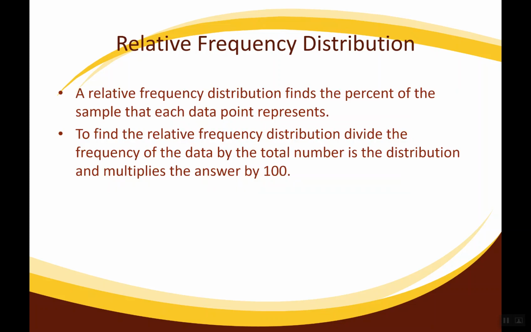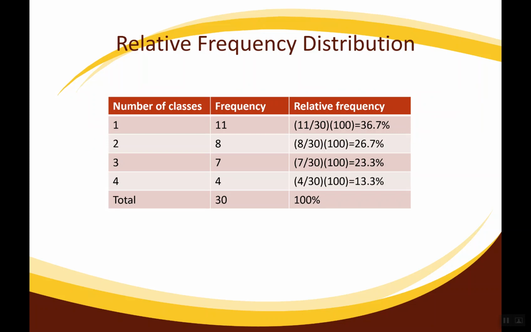A relative frequency distribution finds the percent of the sample that each data point represents. To find the relative frequency distribution, you divide the frequency of the data by the total number in the distribution and then multiply by 100. In our distribution with the students and the number of classes, there were a total of 30 students. So the 11 people taking 1 class represent 11 over 30 times 100, which is 36.7%.